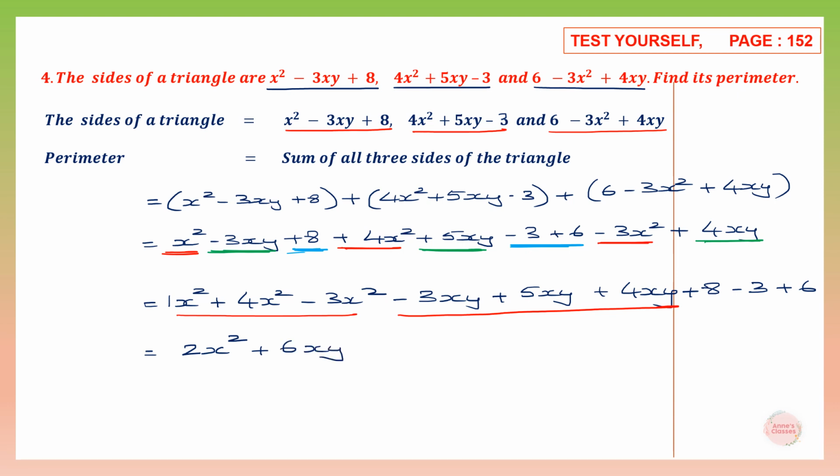Let's take the whole numbers now. So here we have 8 minus 3 plus 6. You can do it directly also. 8 minus 3 is 5. 5 plus 6 is 11. So that is plus 11. So now we have our answer here, and that is 2x squared plus 6xy plus 11. So this is the perimeter of the triangle. We were asked to find the perimeter. So the perimeter of the triangle is this.